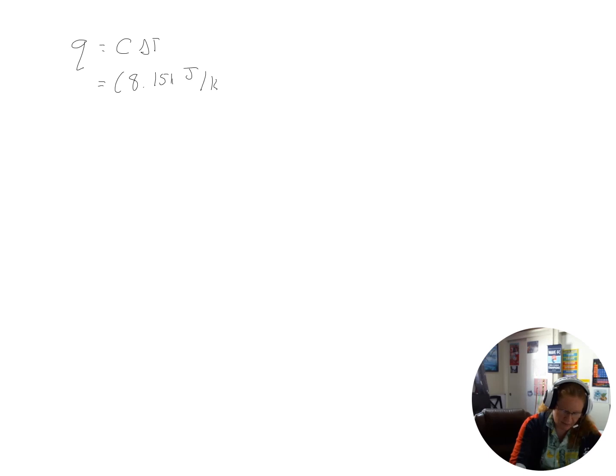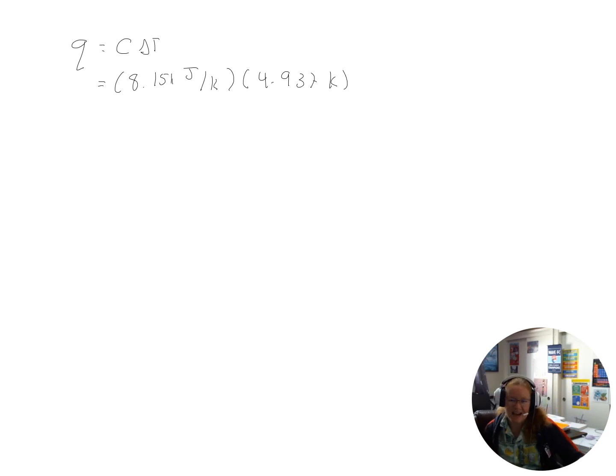All right. So to figure out the energy there, we're going to look at the Q, that energy, which is equal to that heat capacity times the change in temperature. So we're going to do 8.151. Okay, now, here's the thing. This is in joules per Kelvin. Our temperature change was in degrees Celsius. But I can actually put that in as 4.937 Kelvin because the size of a Kelvin degree and the size of a Celsius degree are the same.